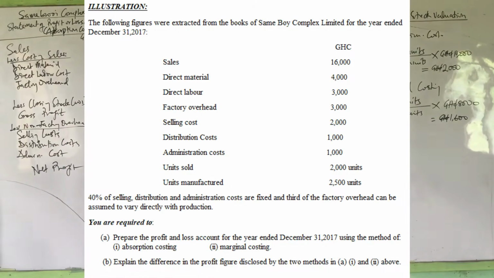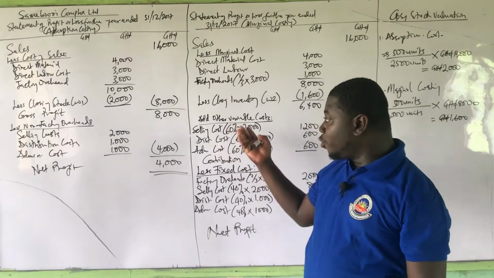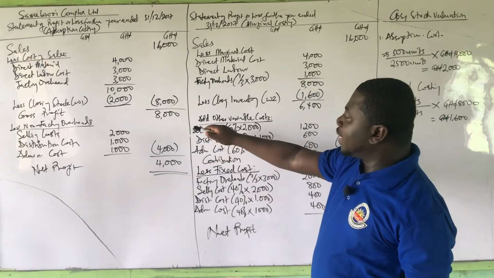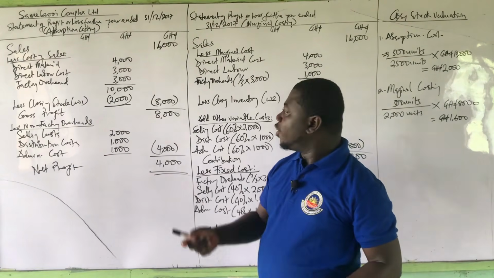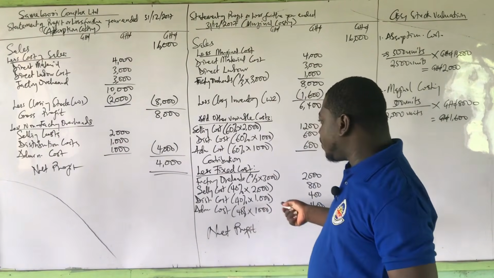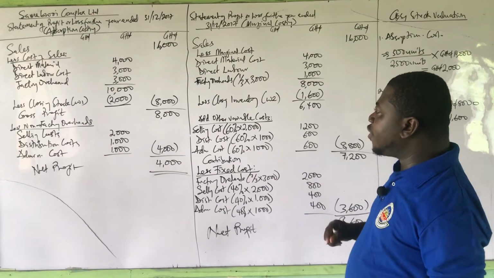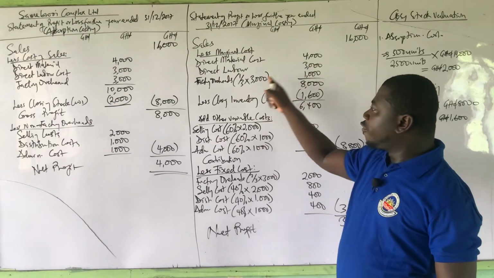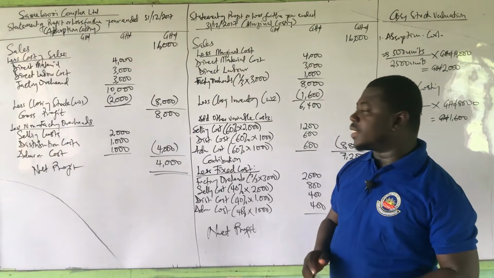Okay, now let's look at the last requirement. It says explain the difference in the profit figure disclosed by the two methods. I have explained this over and over through my explanation. So he's just saying explain. What we are saying is that the examiner wants you to at least write some English on the reason why the profits are different. So you can say that the profits are different because marginal costing does not include fixed production overhead. Listen, this is what you write because it's more of a theoretical exam.